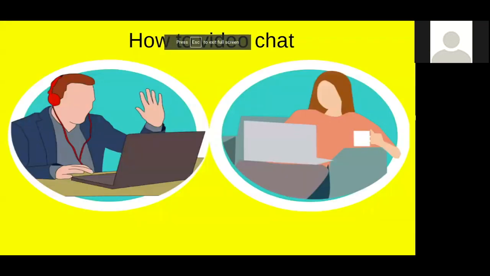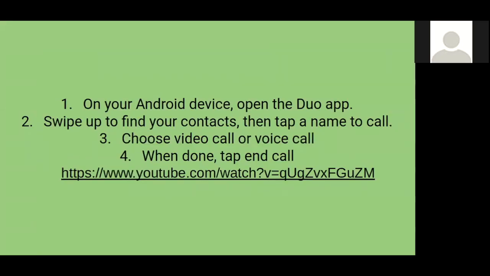How to video chat someone. On your Android device, open the Duo app. Swipe up to find your contacts and then tap the name to call. Choose video call or voice call. When done, tap end call.